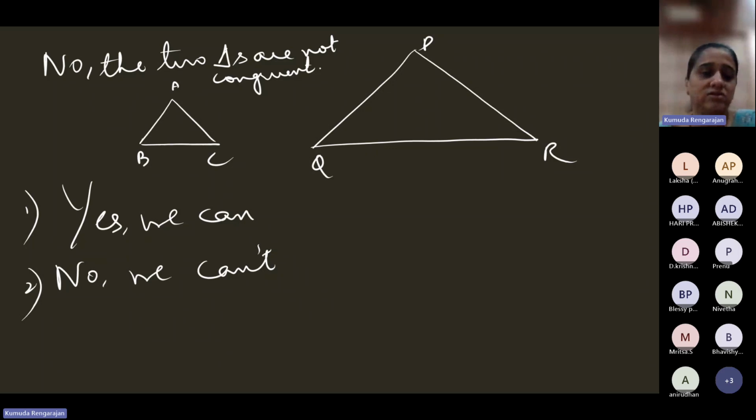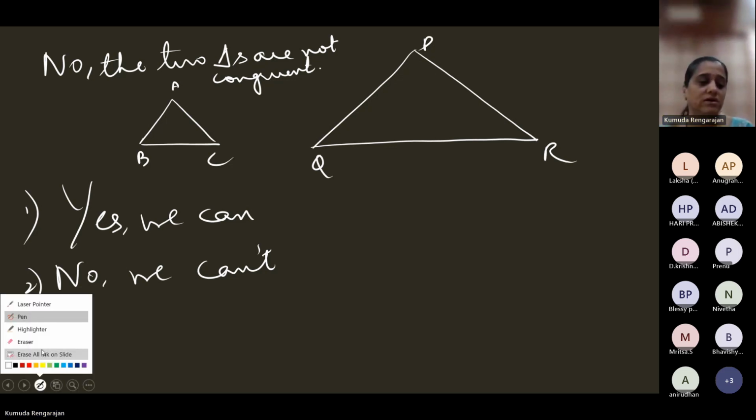Yeah, I'm sure you all understood. So even if sometimes an information is not given, but you can see that one triangle is small, the other is big. That is, one triangle is bigger than the other triangle. Then you can clearly say that the two triangles are not congruent to each other.